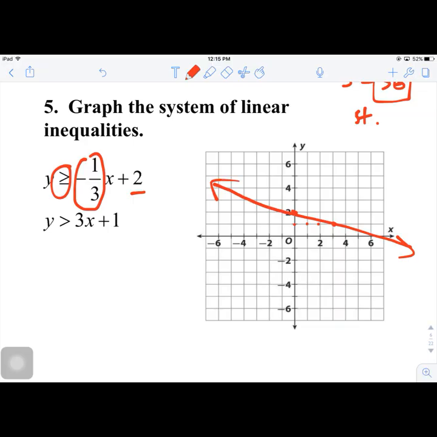And it says greater than, so we know that the solutions all lie above this line. So this is the first inequality graph with the shading.